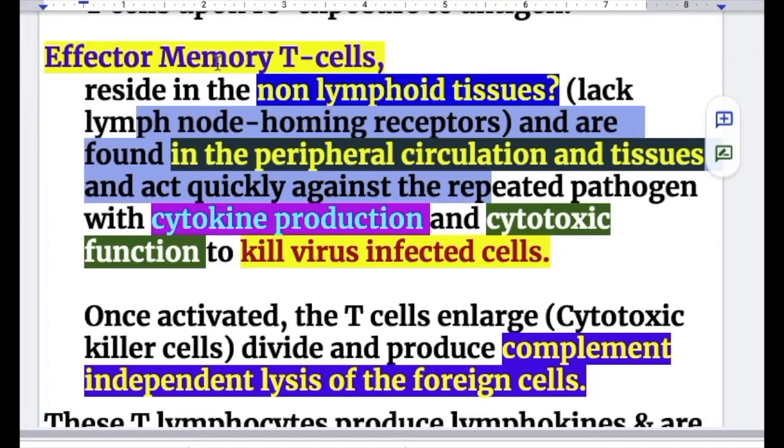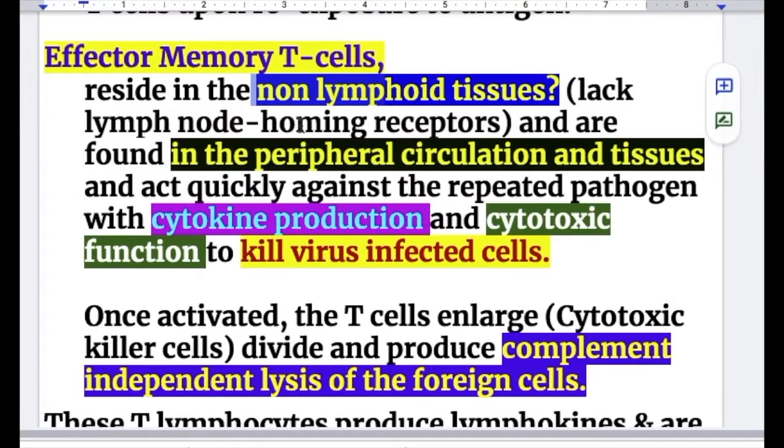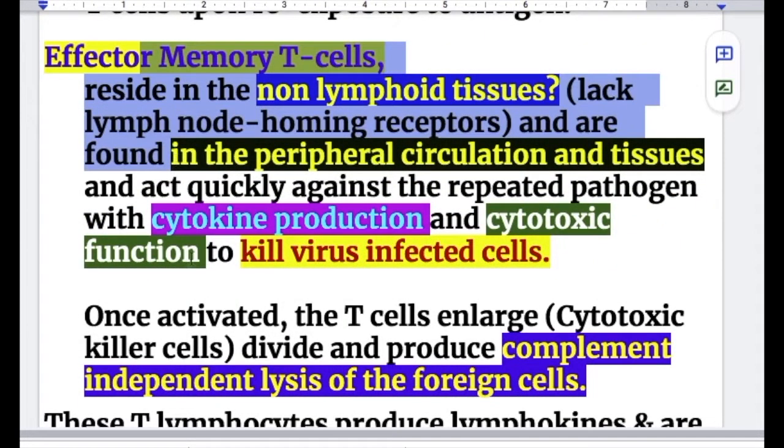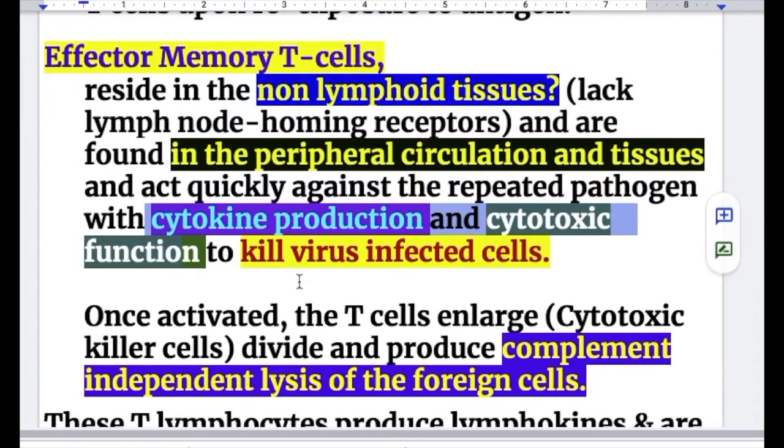So the central memory T cells are found in lymphoid organs and circulation both, but effector memory T cells are only found in the peripheral circulation and tissues and in the non-lymphoid tissues because they lack the lymph node receptors, and they are the cells which act quickly against the pathogen with cytokine production and cytotoxic function to kill the virus infected cells, for example. So it's the effector memory T cell which is readily available, acts quickly against the pathogen, produces cytokines and is cytotoxic to the viral infected cell.